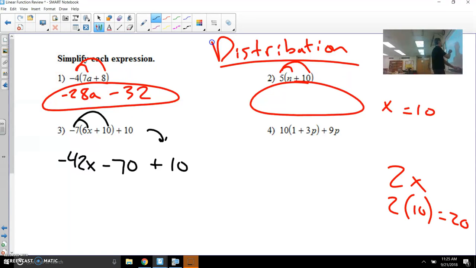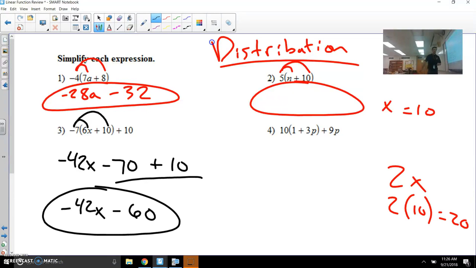And so it looks like -70 and +10, both of those are what we call like terms, so we can simplify this by putting those together. -42x won't change, but -70 plus 10 is -60. These are not like terms, so you cannot put those together. That problem ends right there. So you can try number 4, multiply these and drop 9p down, and then combine any like terms that you have, and then I'll check your answer here in a minute.